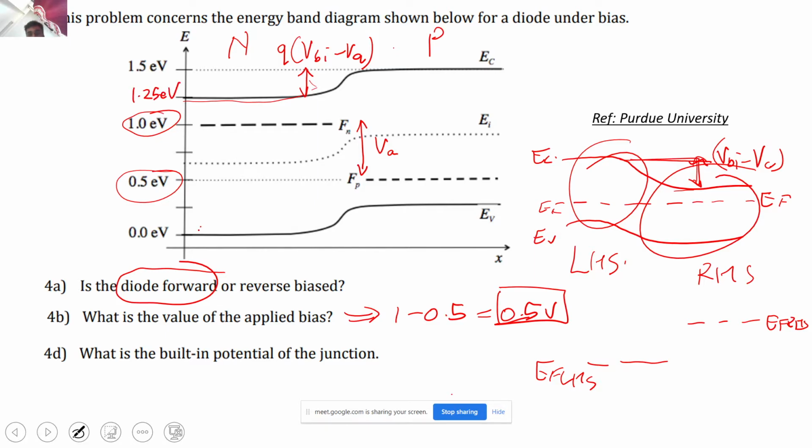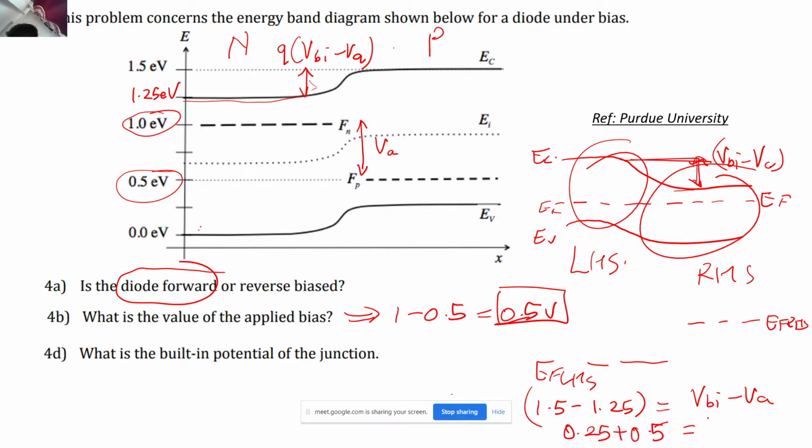So 1.5 minus 1.25 electron volts should be equal to VBI minus VA, correct? But I already know the value of VA, so this is 0.25 plus the value of VA which we have found, that is 0.5, equal to VBI, correct? So this will come out to be 0.75 volts, correct? So I hope this question was clear. If you guys have any doubts, then please ask me.